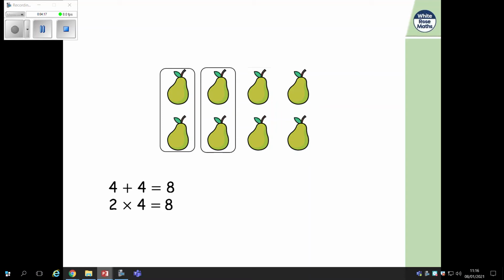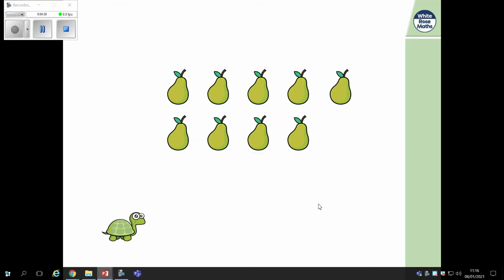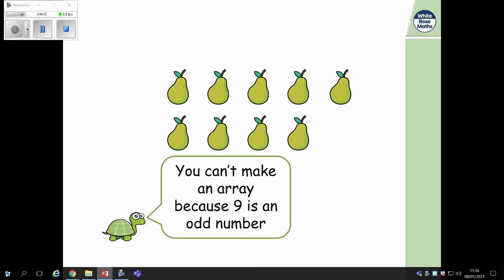The other way you could have written it was 1, 2, 3, 4 lots of 2. So that's 2 add 2 add 2 add 2 equals 8. Or 4 lots of 2 equals 8. So when I say lots of, that's another way of saying multiplication.